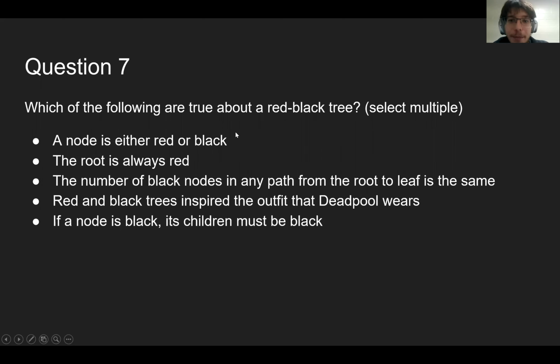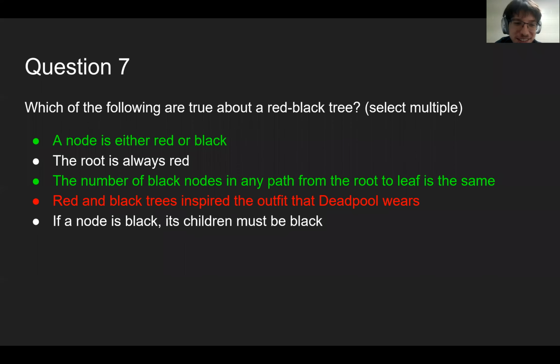So which of the following is true about a red-black tree? You can probably answer, and I think I know which one it's not. I'm sure you all know. So the answer is obviously not this one. But yeah, a node is always red or black, and the number of black nodes in a path to the leaves is the same. And this one is not true. If a node is red, its children are black, and the root is always black.